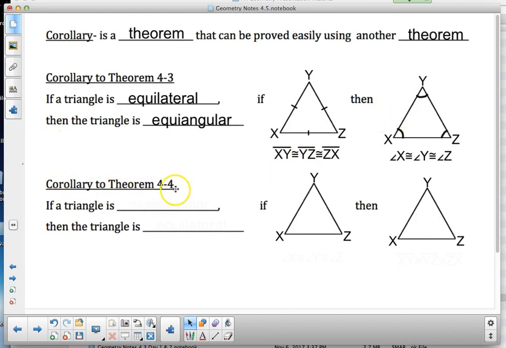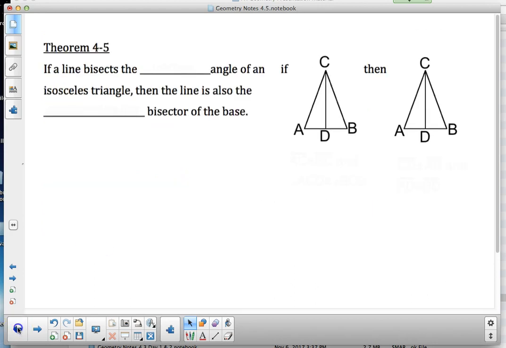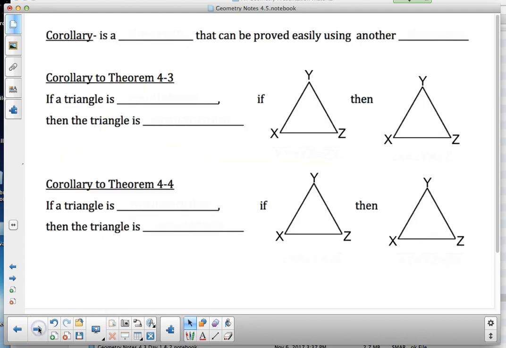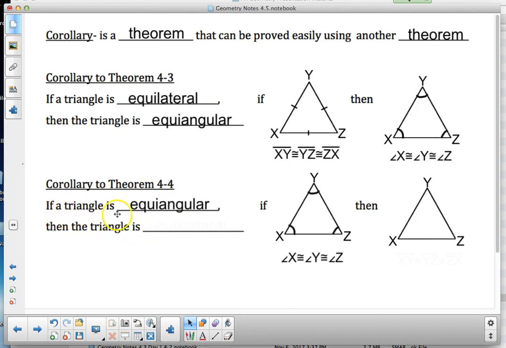Now there's a corollary to theorem 4.4. Remember, theorem 4.4 is this one, the converse of the isosceles triangle theorem. If two angles of a triangle are congruent, then the sides opposite those angles are congruent. So let's talk about the corollary itself, the 4.4. The corollary is if a triangle is equiangular, then the triangle is equilateral. Okay, so if a triangle is equiangular, then the triangle is equilateral. So if I have three angles that are the same, then I will have three sides the same, the sides opposite each one of those angles.